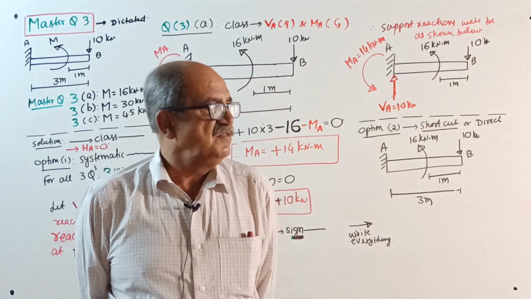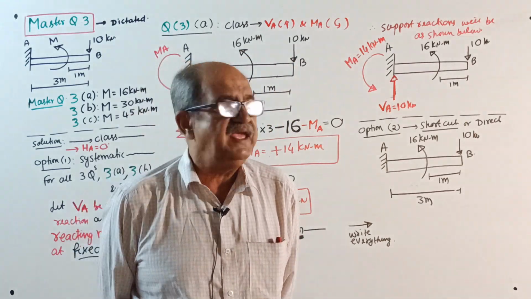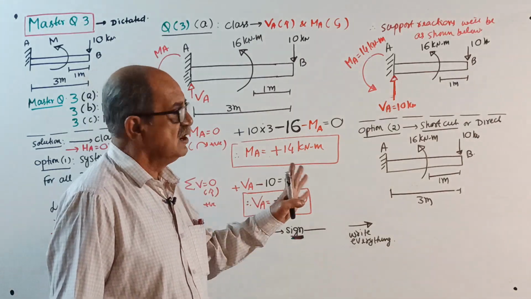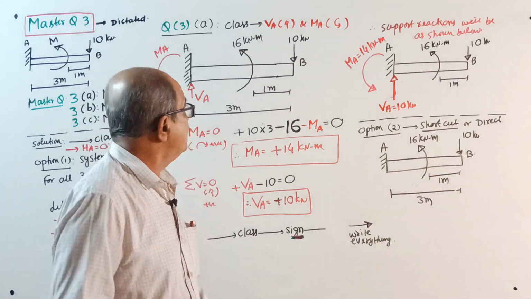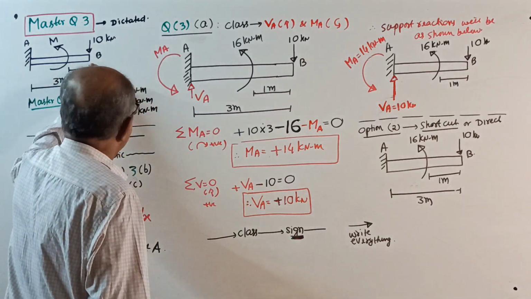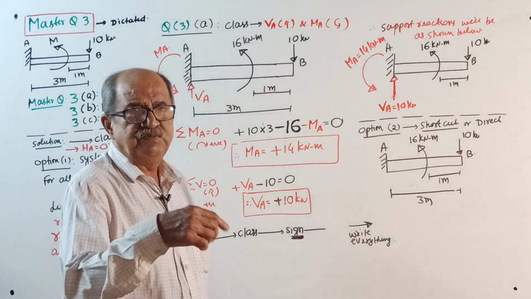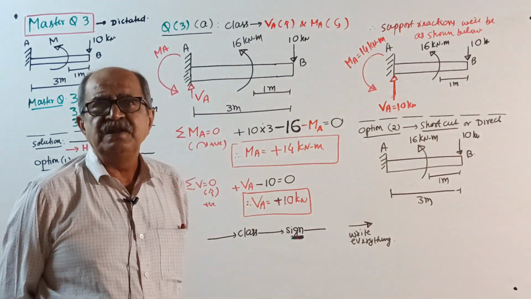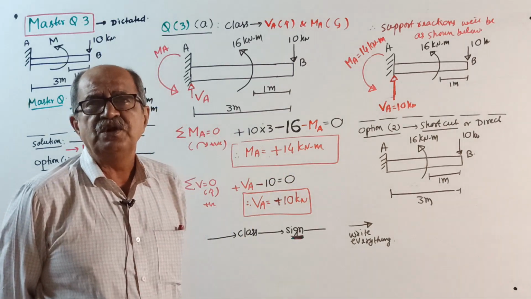Today in this class I am taking master question 3 and master question 4. Master question 3 is for left side fixed, right side free. Master question 4 is for right side fixed, left side free. There is a reason for this one. You can make a note.